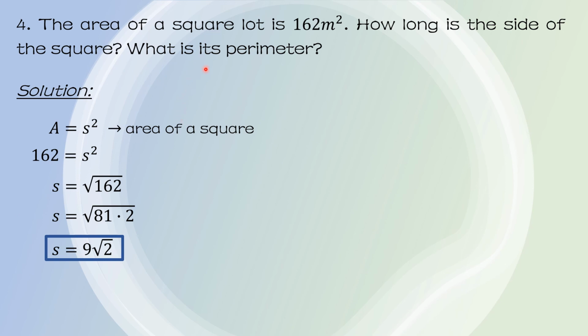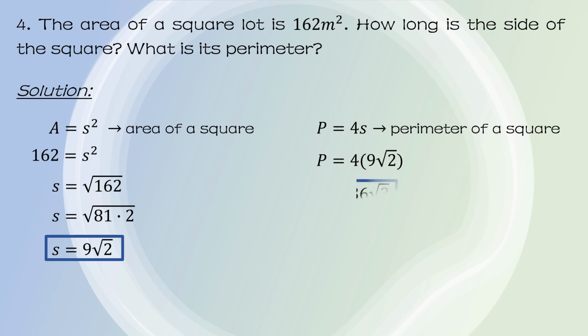Next is to answer the perimeter. Ang formula ng perimeter ng square is P equals 4S. So, kailangan nating hanapin yung value ng P or ng perimeter by multiplying 4 dun sa nakuha nating value na side which is 9 square root of 2. So, imumultiply lang natin yung dalawang coefficients, 4 times 9, and then itatabi lang natin yung square root na 2, therefore, the perimeter is 36 square root of 2.